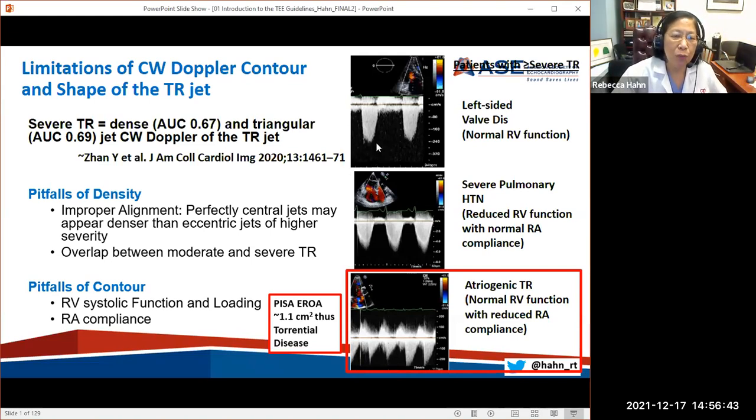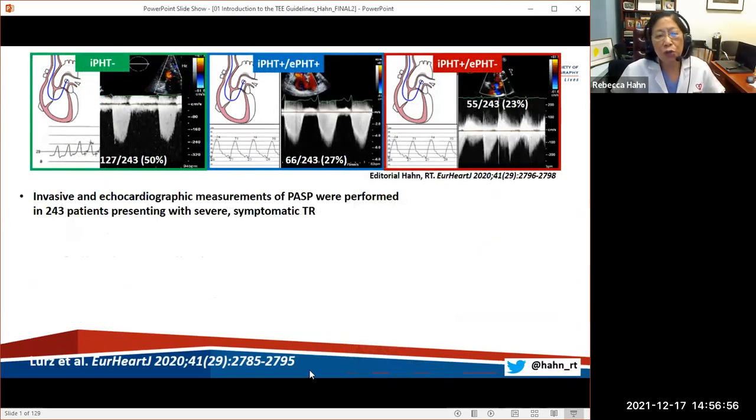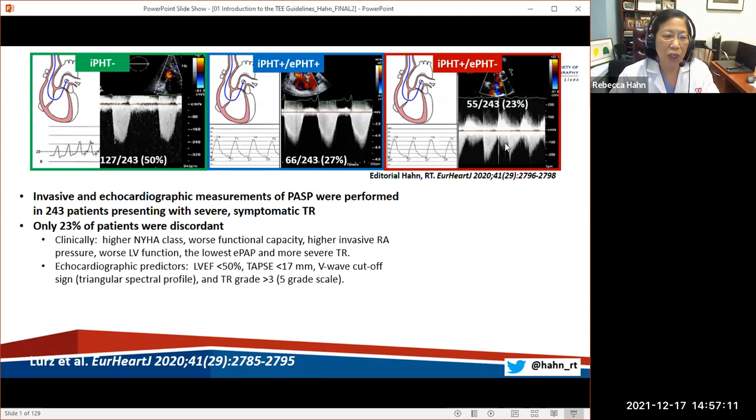These are the patients that I showed you before, and they all quantified as having severe. And yet this is parabolic, very dense, but parabolic. This is also parabolic, kind of late systolic even. And this is the early systolic triangulated shape of the regurgitant jet. This is the one that has torrential disease, and we know this from a study that Philip Lurz did when he looked at invasive measures of pulmonary hypertension versus echo, and he found that the most discordance occurs in those patients with this triangulated shape, or the more torrential disease.